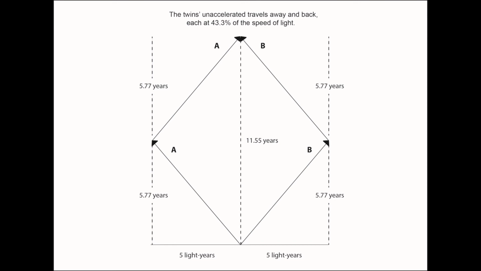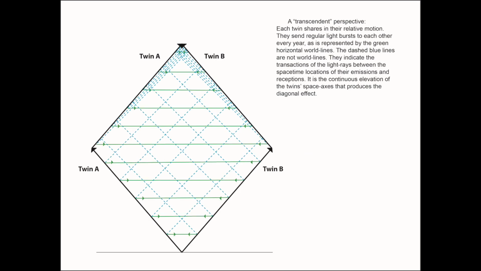So the ultimate rationale of frame reversal interpretations of the twin effect rests on the idea that the reversal of direction produces an asymmetry between the twins' coordinate systems. Here is an alternative representation of Struve's regular exchange of light flashes shown earlier, in contrast to what Struve and other frame reversal advocates use to support a supposed asymmetry between the twins' clocks. There is a perfect symmetry here, which is as it should be, because there is only relative motion between the twins. The dashed blue lines are not world lines. They indicate the transactions of the light rays between the space-time locations of their emissions and receptions.